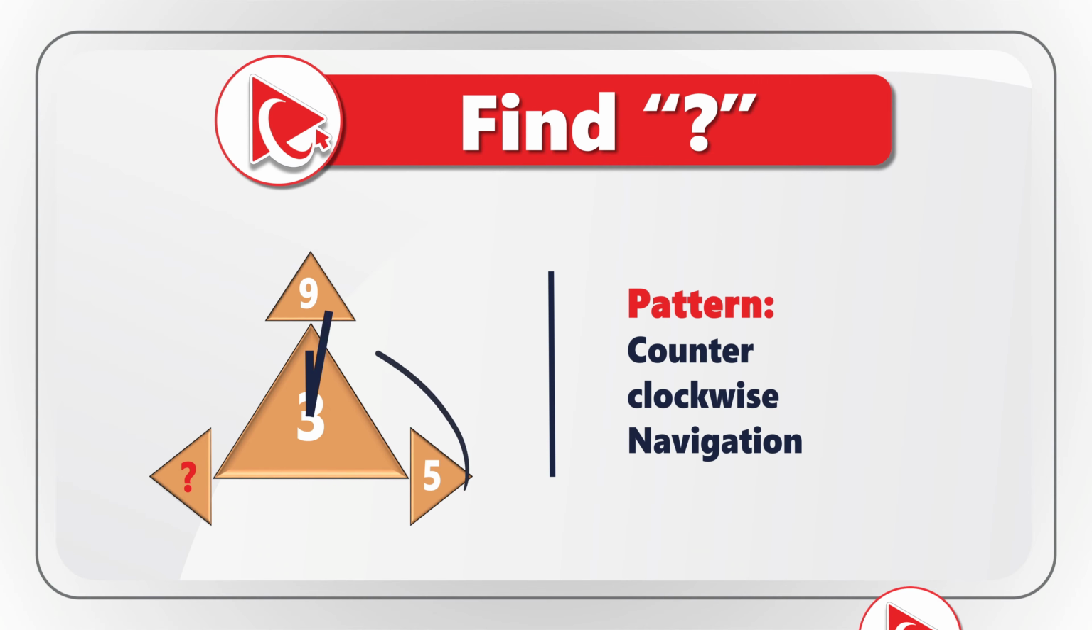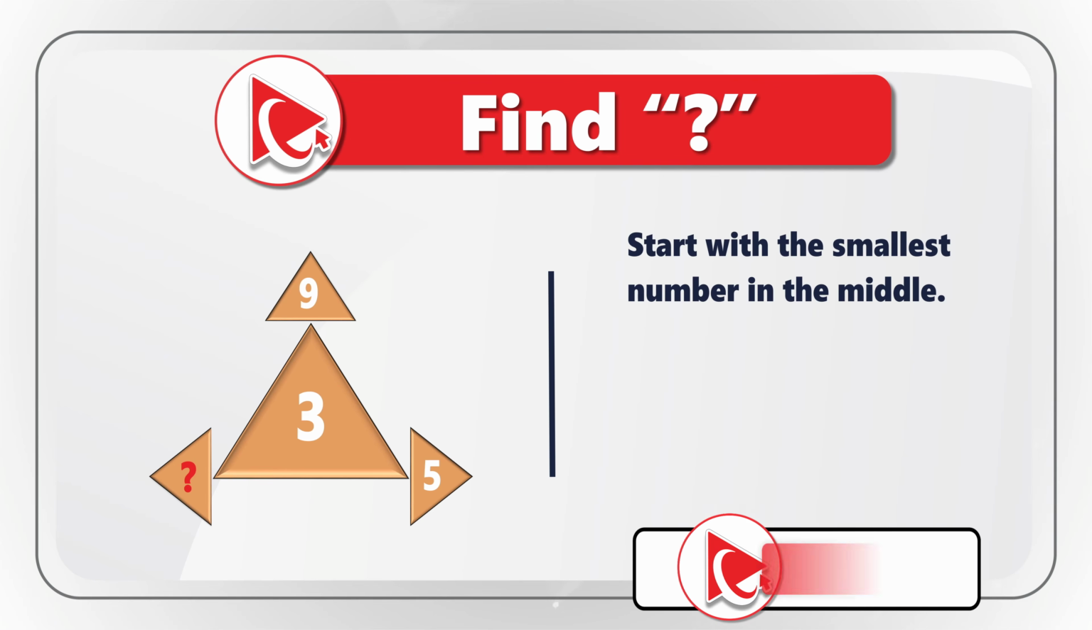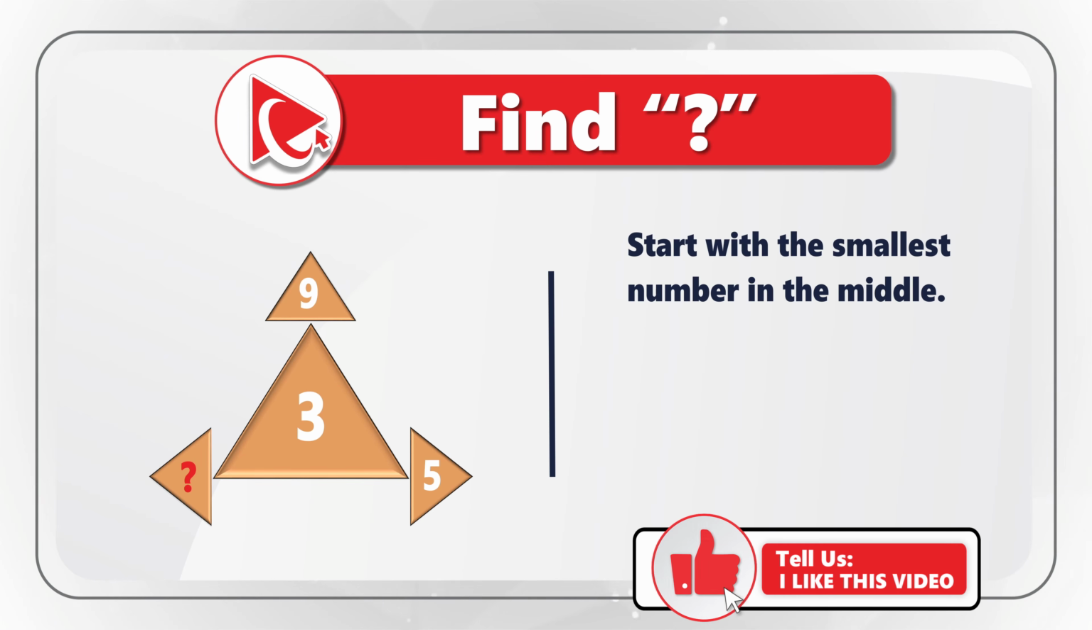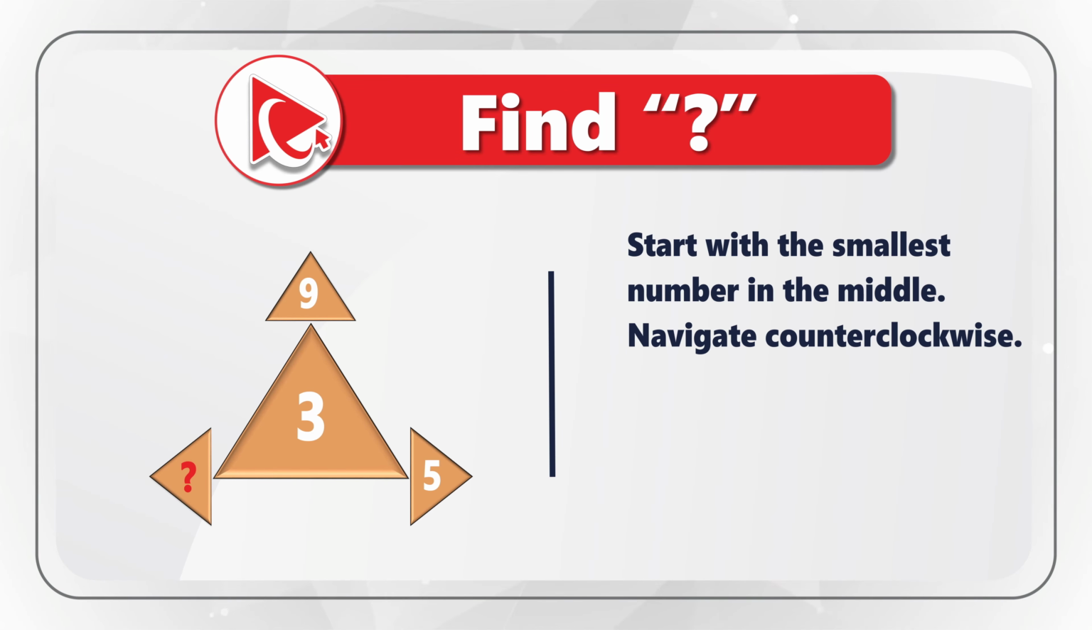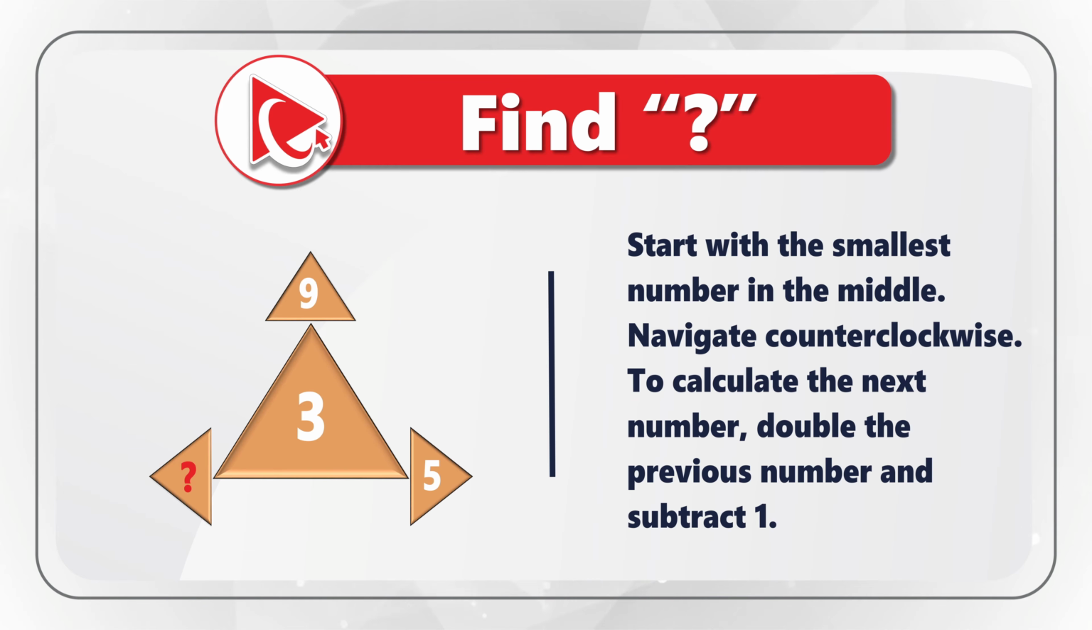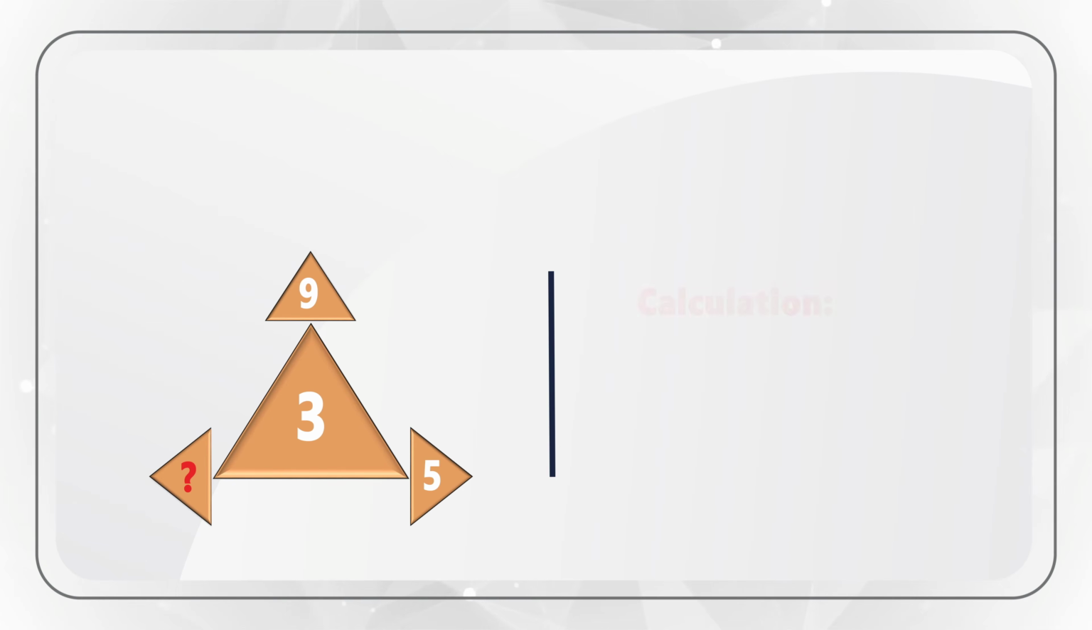It's a counterclockwise navigation when you do the calculations. You start with the smallest number 3, and then calculate number 5, calculate number 9, and then calculate the missing number. In this pattern, to calculate the next number in the sequence, you need to double the previous number and subtract 1. Let's look at the example.